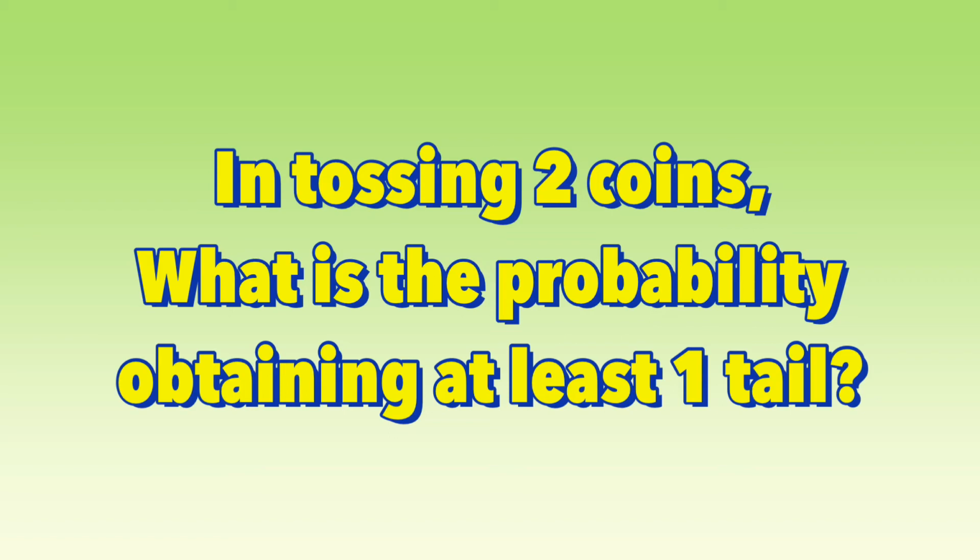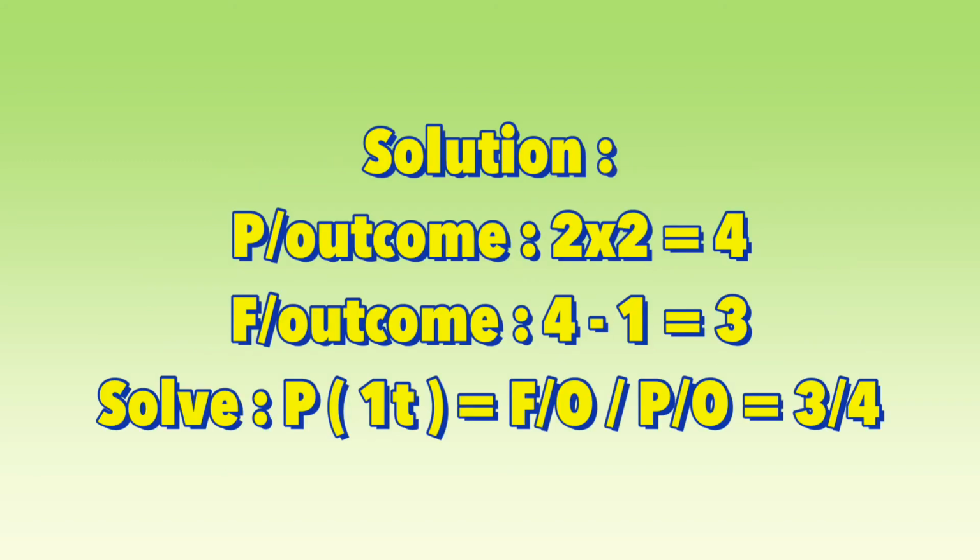In choosing one coin, we have only two possible outcomes, the tail and the head. If we choose another coin, it's the same: we have two possible outcomes, the tail and the head. Then we apply the principle of counting and multiply: 2 times 2 equals 4. So in choosing two coins, our number of possible outcomes is 4.